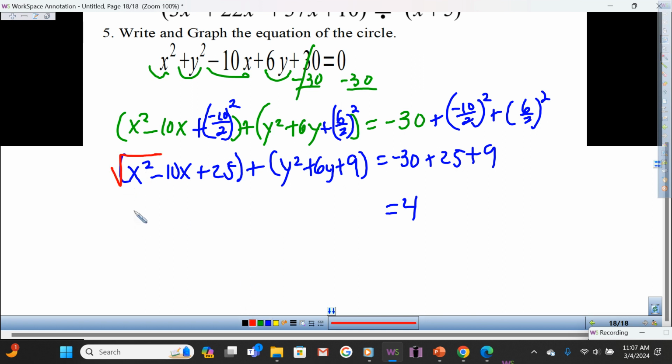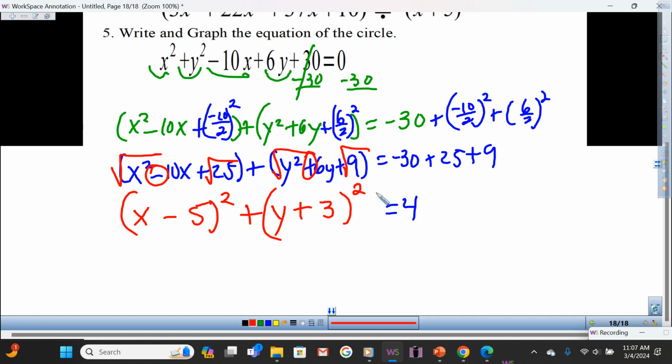Square root of the first, x. Square root of the last, 5. Sign of the middle, minus, and all that squared. Plus, square root of the first, y. Square root of the last, 3. Sign of the middle, plus, and that is squared. Am I done? I'm done writing it, but we wrote it, they want us to do what?